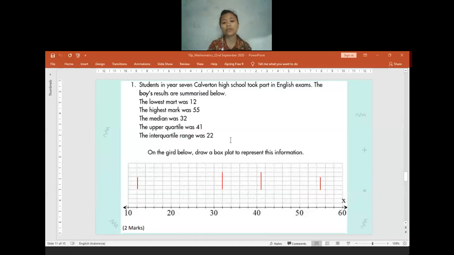After that, we go to the interquartile range. Interquartile range is the difference between the upper quartile and the lower quartile. So now I have Q3 minus Q1. The answer is equal to 22. The Q3 was 41. I don't know the Q1. Can you help me? How many is the Q1? Yeah, thank you. The Q1 will be equal to 19.